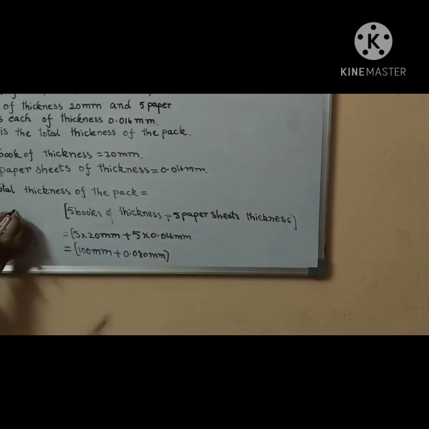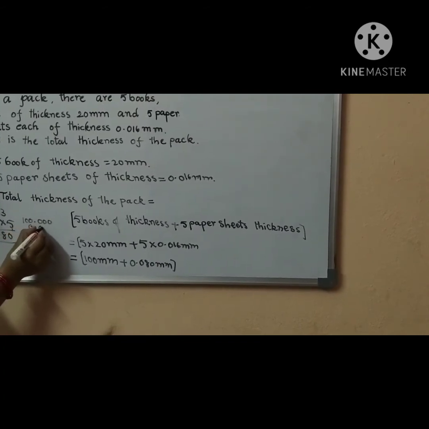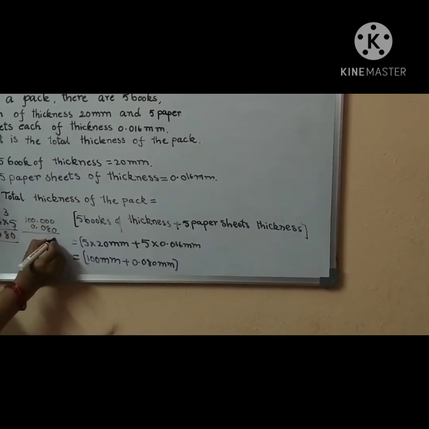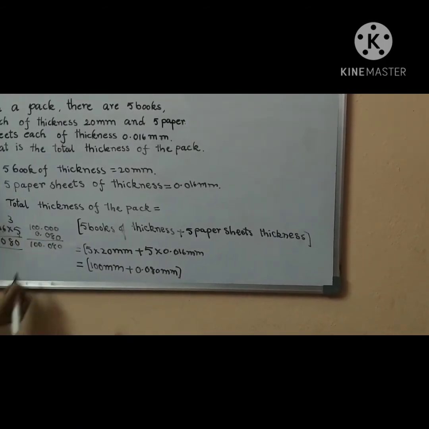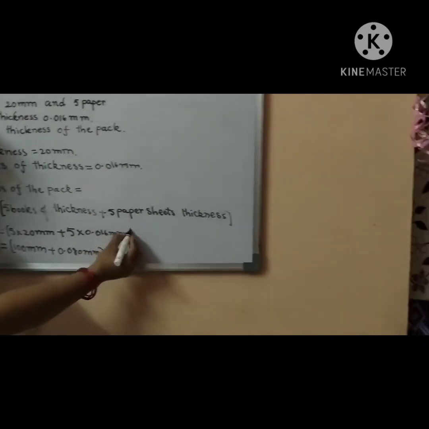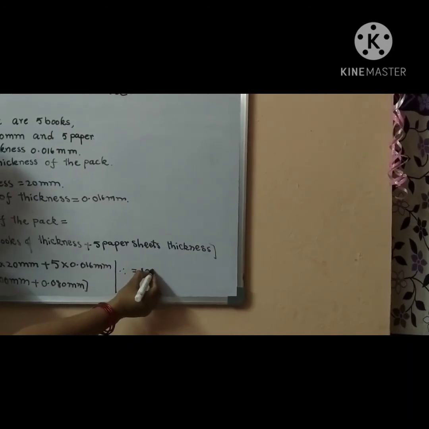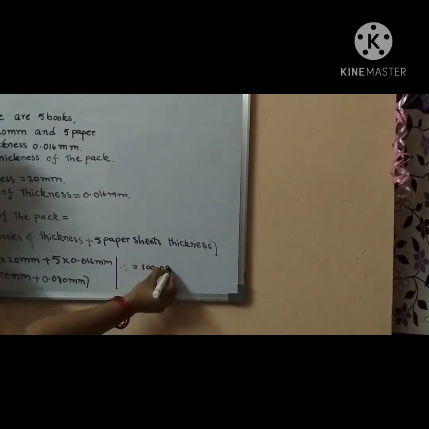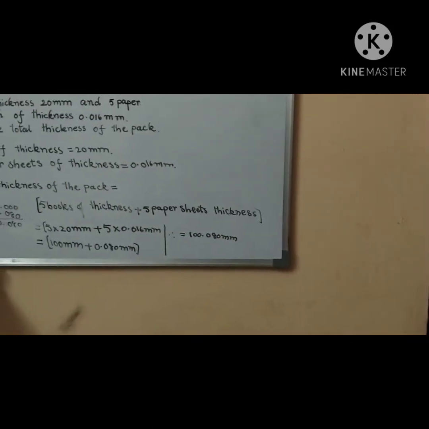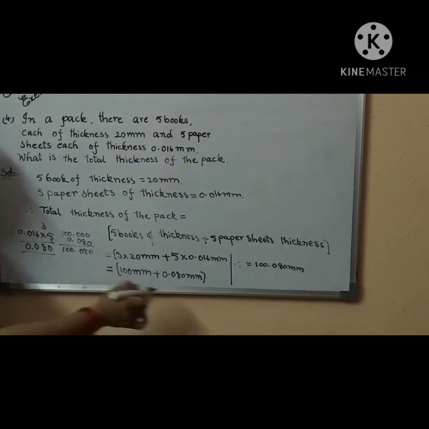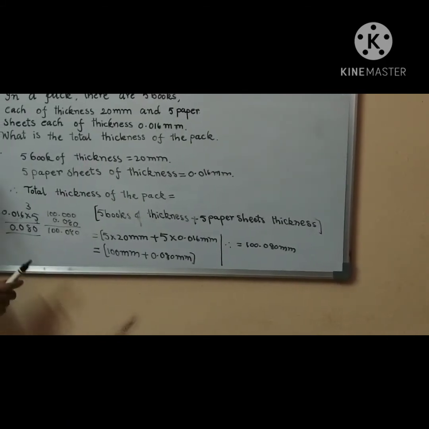Here write adding 100.000 and 0.080. Therefore, 100.080 mm. It is the total thickness of the pack, 100.080 mm. Did you understand, children?